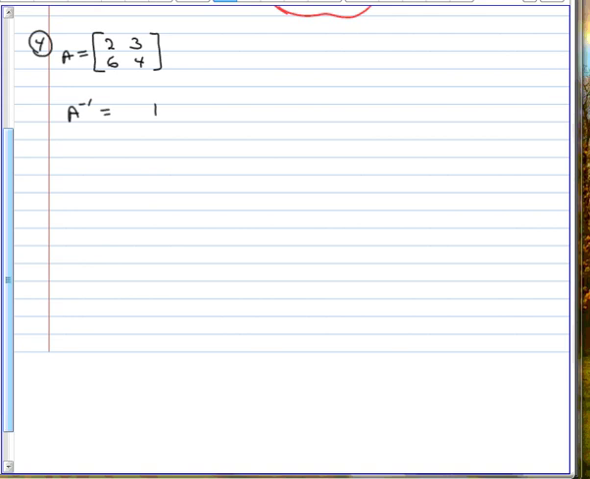We have to go 1 divided by the determinant. Remember the determinant? 2 times 4, 8, minus 6 times 3, 18. I don't want to see anybody working on a calculator on this problem. Then we exchange the 2 and 4, and we negate the 6 and 3.